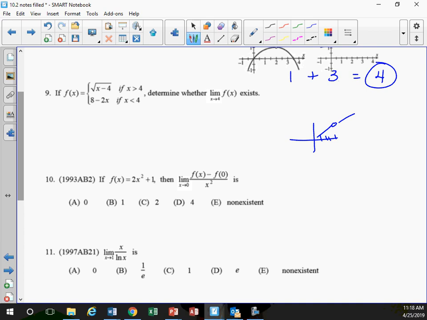All right, what do you think? When you plug 4 into the top one, what do you get? 0. When you plug 4 into the bottom one? So does the limit exist? Yes. And if you wanted to, you could tell me the limit of f of x as x approaches 4 is 0. You have to do all the tests you just did. Well, if the question just says, does it exist? So really, yes is all you technically have to say. Yep.